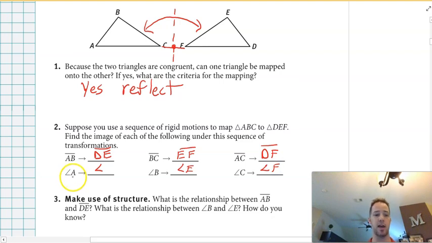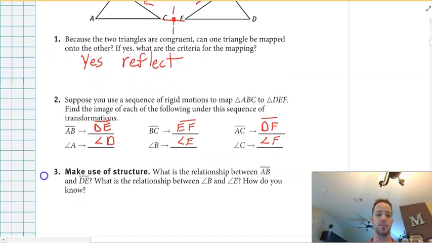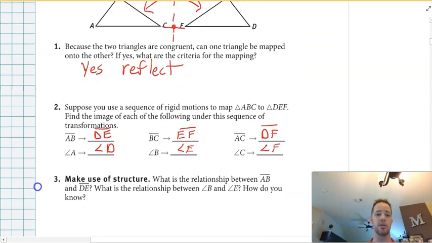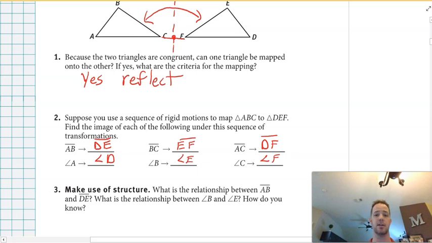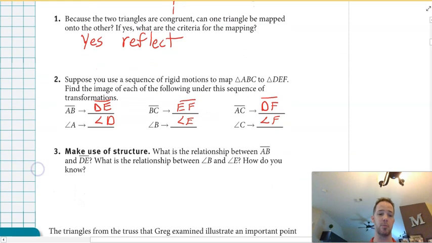Since the original angle, not just the vertices, is identified, we would need to use the angle label as well. Whoops, I guess that one didn't show up. There we go. What is the relationship between segment AB and segment DE? Okay, and how do we know those? Well, if the triangles are congruent and those pieces correspond, the pieces are going to be congruent, and therefore the lengths will be equal. So AB is going to equal DE.